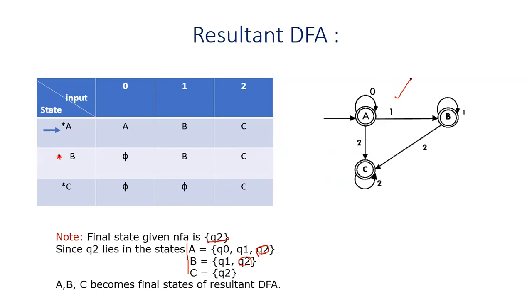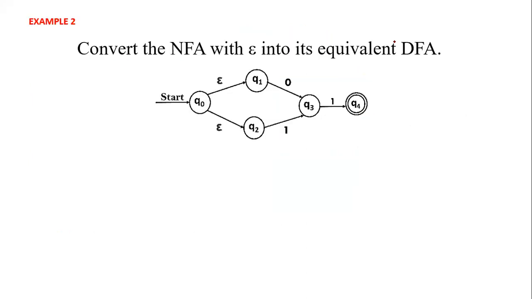Is it clear, everyone? How we are converting the NFA with epsilon to DFA directly? I think everyone is clear. Okay, we'll move on. I will give another problem to work out. Please try this and update me. If you have any doubt, please ask me. Convert this NFA with epsilon into equivalent DFA.